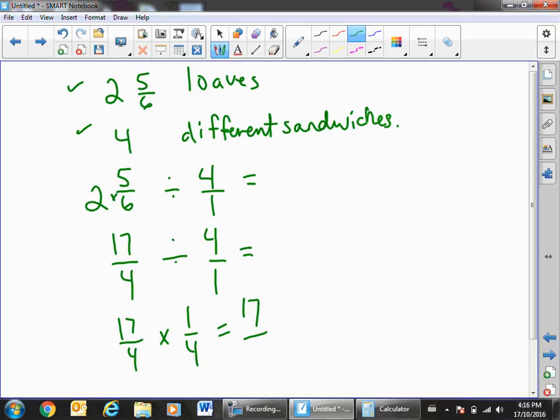sorry, I made a huge mistake here. Let me back up a track. Made a calculation error here. Aha. See what I did? I hope you caught it before I did. Okay, 17 over 6. This is going to be 17 over 6. 6 times 4 is 24, and this is his answer. He has used 17 24ths of a loaf of bread for each type of sandwich.